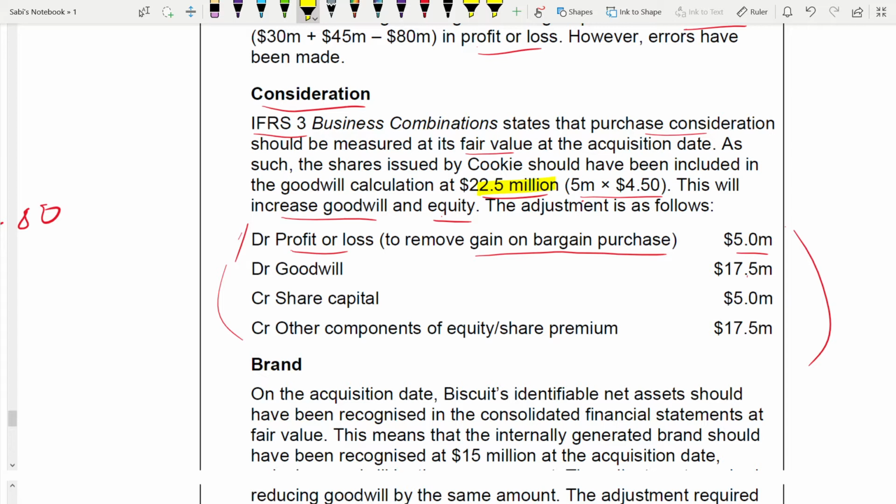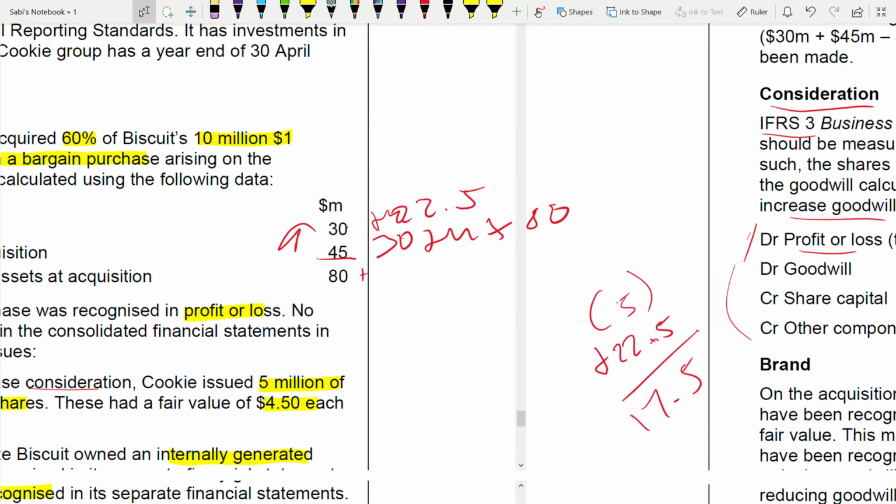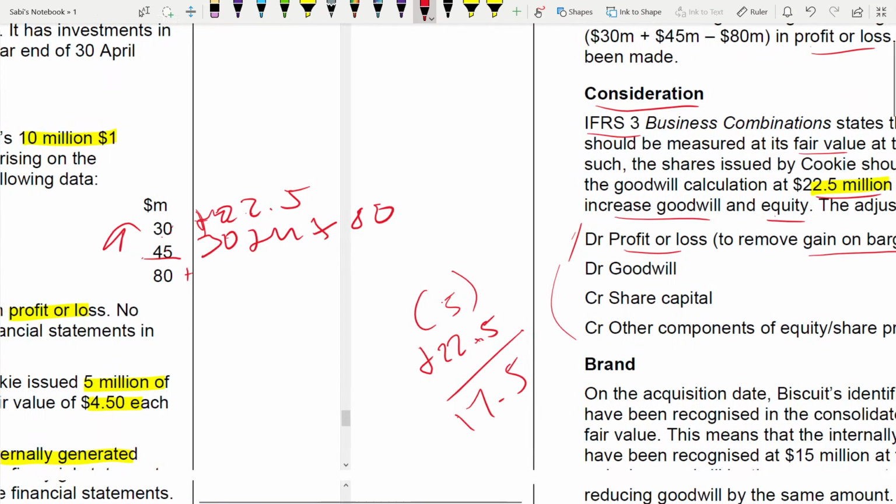Where do you debit instead? Goodwill. How much? 17.5. How 17.5? Gain on bargain purchase is 5, and goodwill will increase by 22.5. Let's take goodwill as minus 5. Now your goodwill will increase by 22.5, so add 22.5. Use your calculator: minus 5 plus 22.5 is 17.5. That means goodwill is now 17.5 debited. Another, longer way is to add 22.5 here: 30 plus 22.5 plus 45 minus 80. You will still get 17.5 as goodwill.